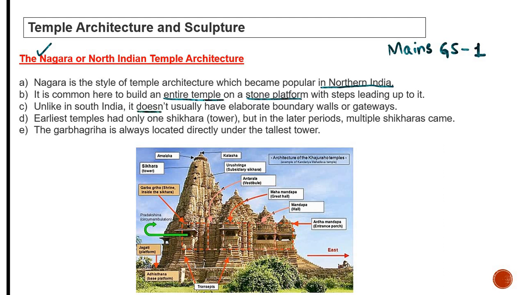Unlike in South India, it doesn't usually have elaborate boundary walls or gateways. And the top of the temple is known as Shikhara. The Garbhagriha is located directly under the tallest tower. These are the different towers in Nagar style temple architecture, but under the tallest tower only the Garbhagriha is situated.